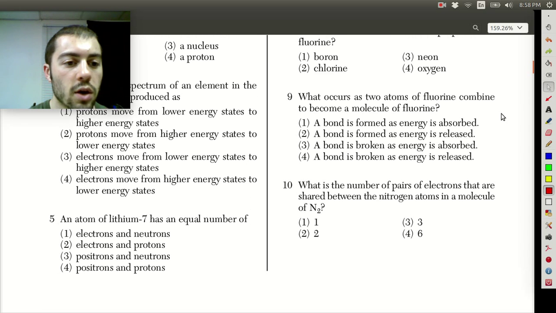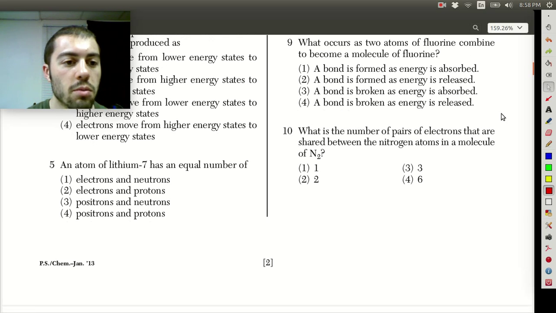For 9, what occurs as 2 atoms of fluorine combine to become a molecule of fluorine? So remember, you gotta know the definitions of atom and molecule here. So atom is just one fluorine with however many protons and electrons it has. That would be 9.